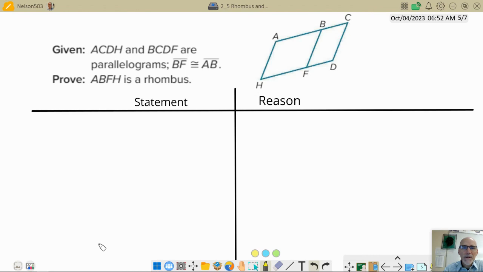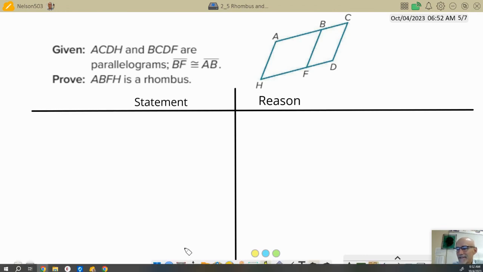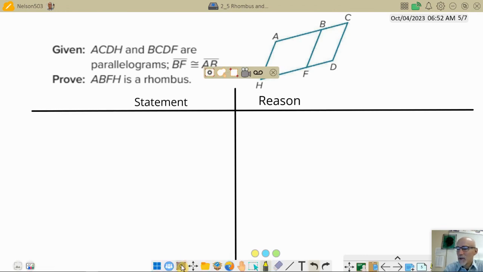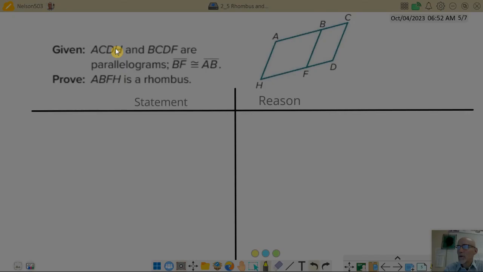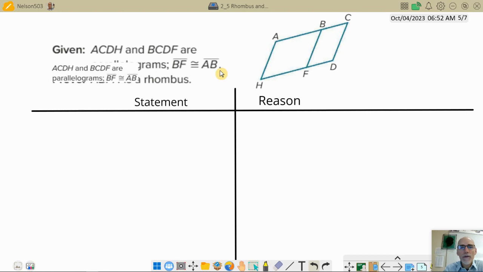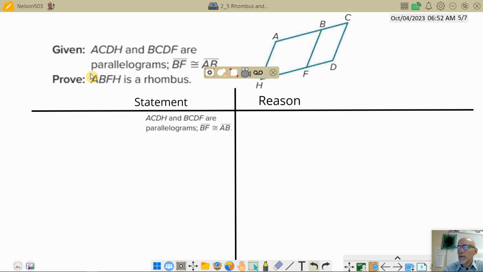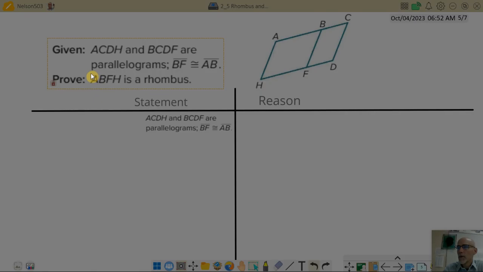All right, ladies and gentlemen, here comes the proof. We can do this. I know you can do it. So I'm going to first just emphasize on the test, when we have a proof, you're just going to take the given information and put that right at the top. Then you're going to take what you're trying to prove and put it all the way down at the bottom. So I'm going to take this and skip a bunch of space.